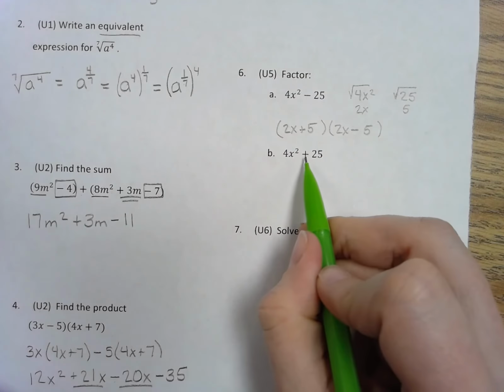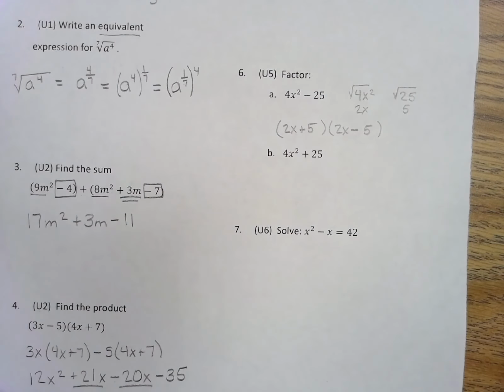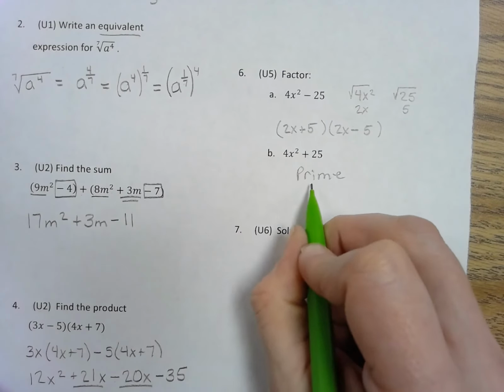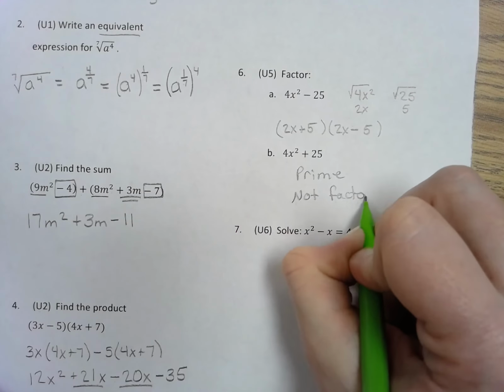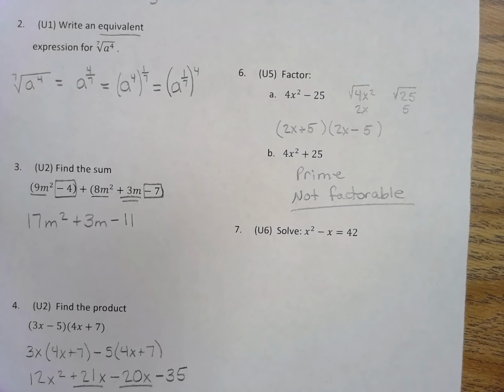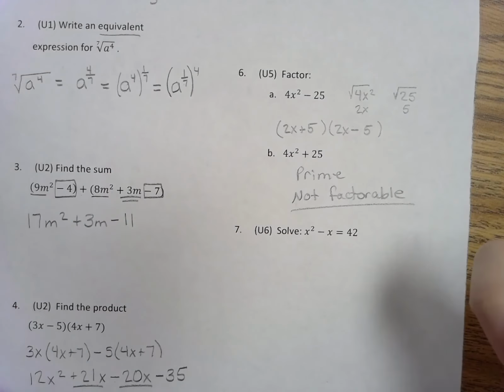Notice the next one is the sum of perfect squares. It's the same two squares that we see from part A, but this one is not factorable. We can actually call it prime. It is prime because it is not factorable. Prime just means the only factors it has are 1 and itself. So we are not able to write it as two sets of parentheses in factored form.